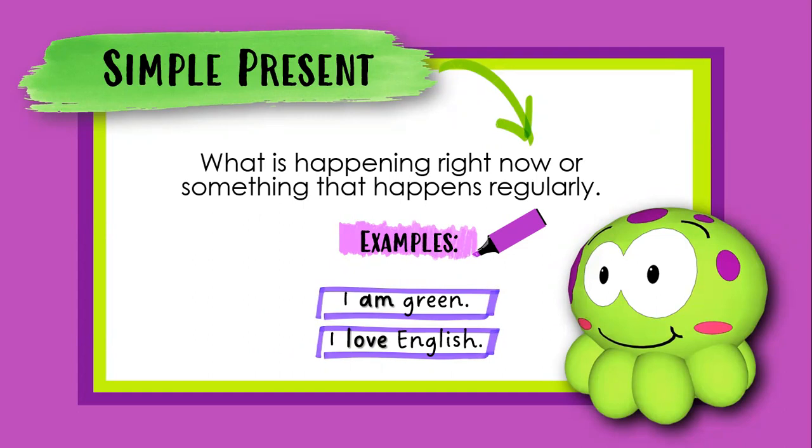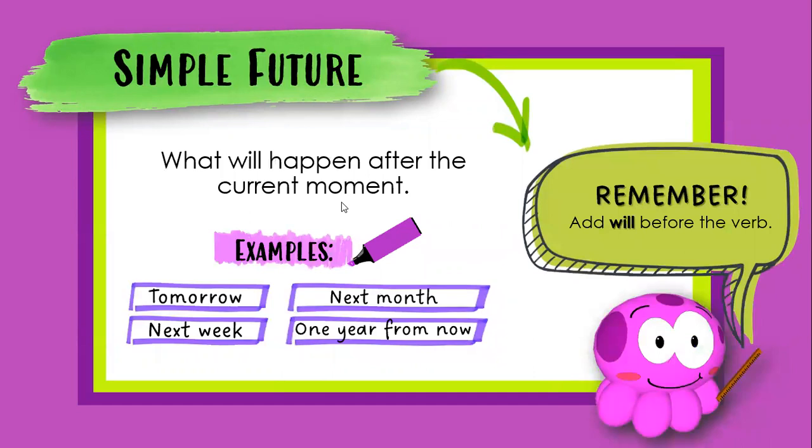Let's look at what Teacher Octopus is saying. So I am green and I love English. These are both the verb to be and the verb to love. They're both in their present tense form. Okay. Now, let's look at future tense.